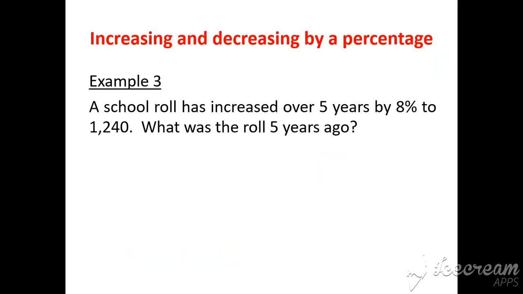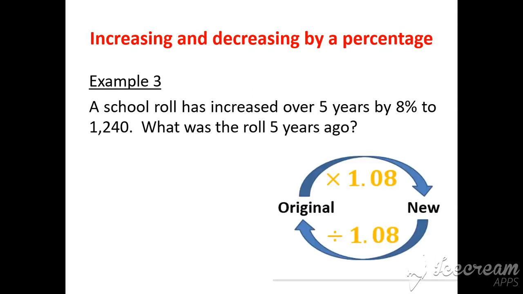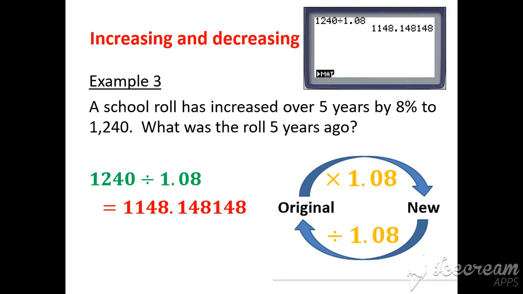Right, what about number 3? A school roll has increased over 5 years by 8% to go up to 1,240. So what was the roll 5 years ago? Well, the correct way to increase by 8% is to multiply by 1.08. So now we're going backwards and we're dividing by 1.08 to take us back to the roll of 1148.148148, which we're going to round sensibly to 1,148 students.